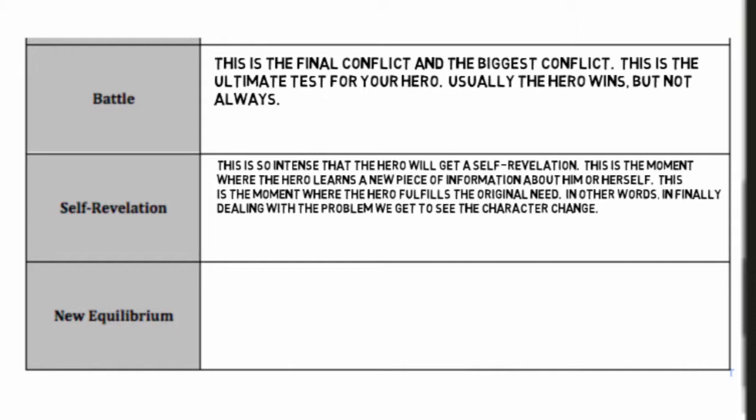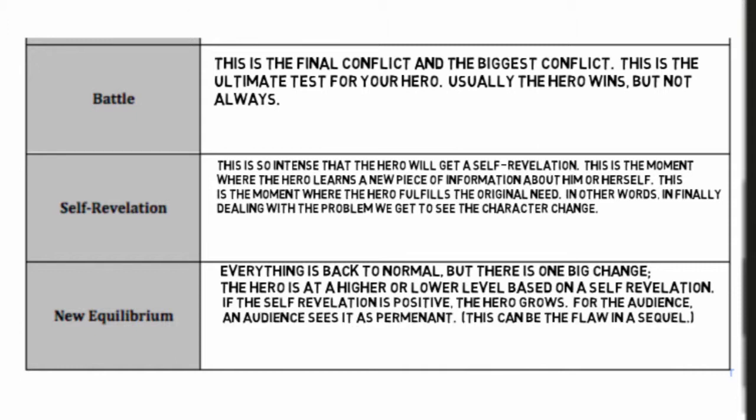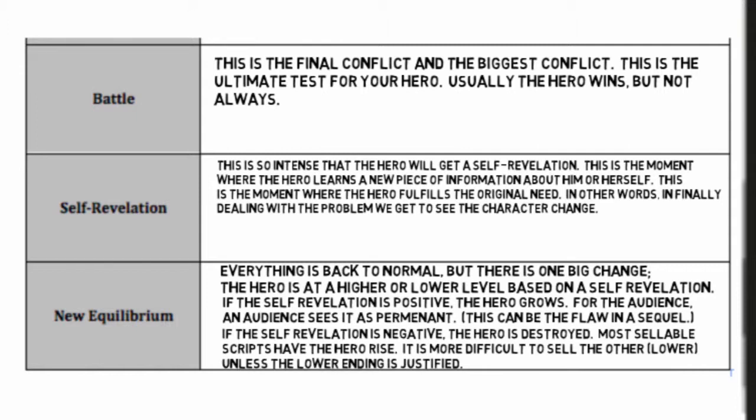New equilibrium, that's the final step, and everything is back to normal. But there is one big change. The hero is at a higher or lower level based on the self-revelation. If the self-revelation is positive, the hero grows. If the self-revelation is negative, the hero is destroyed. Most sellable scripts have the hero rise. It is more difficult to sell the other unless the lower ending is justified.